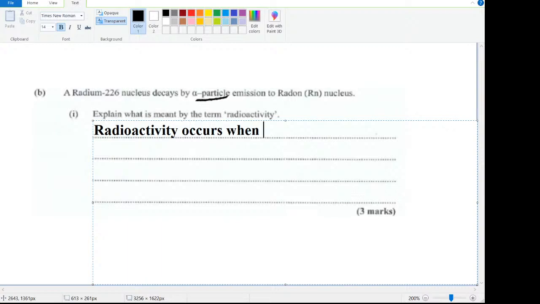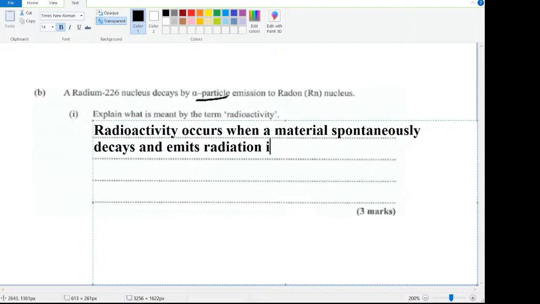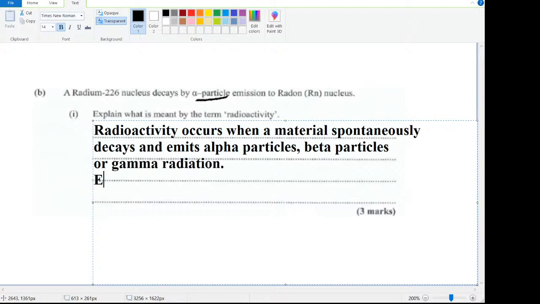Radioactivity occurs when a material spontaneously decays and emits radiation in the form, well, not radiation, it emits particles, emits alpha particles, beta particles, or gamma radiation. You could also put this, just extra.